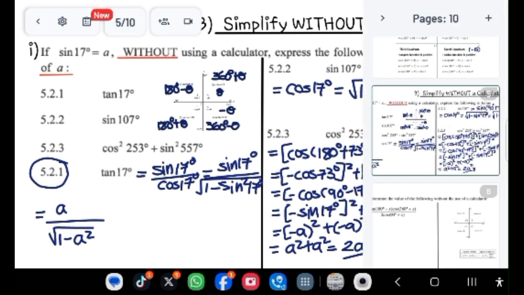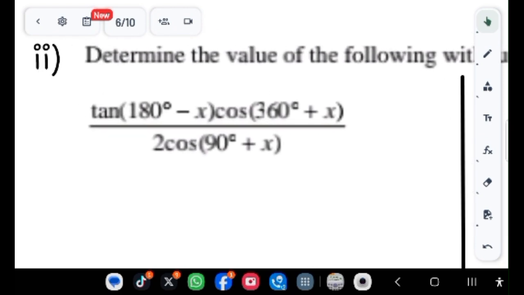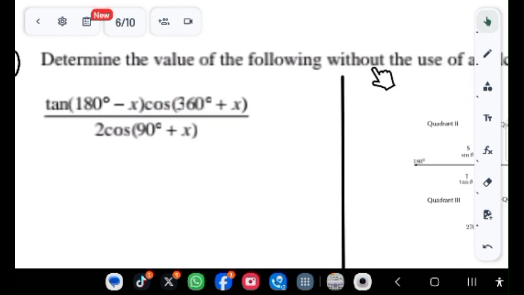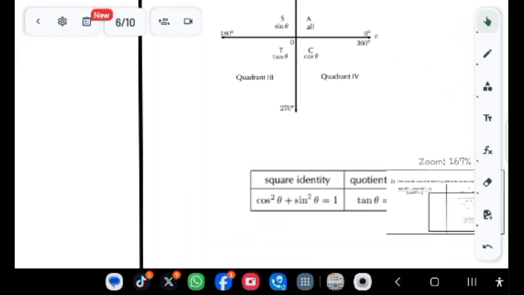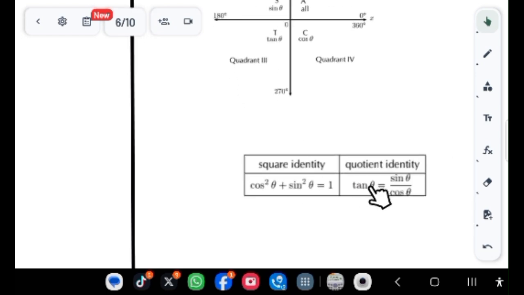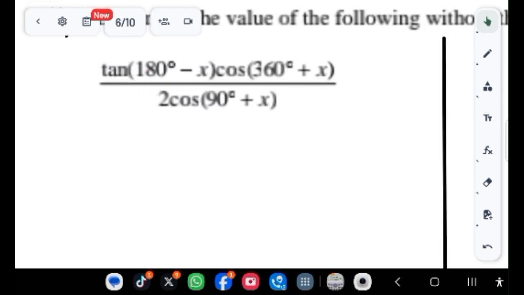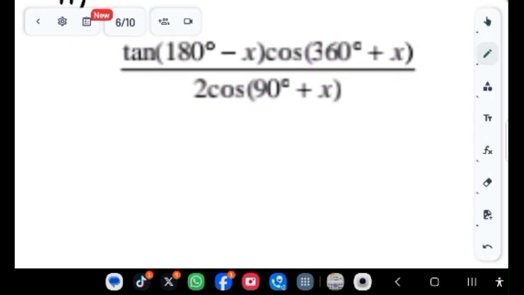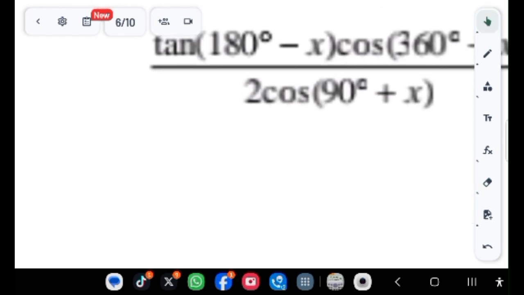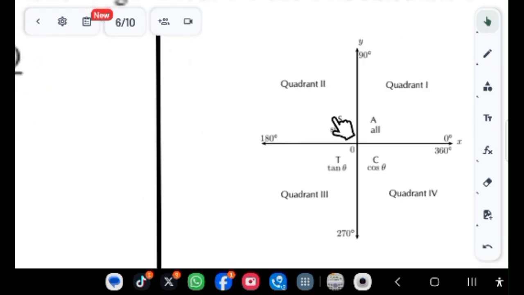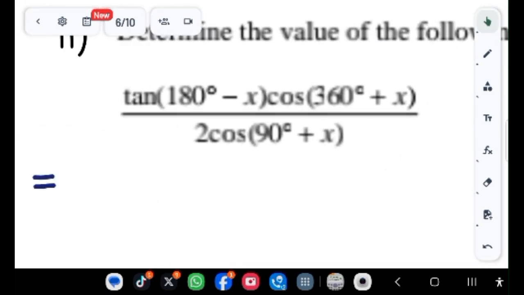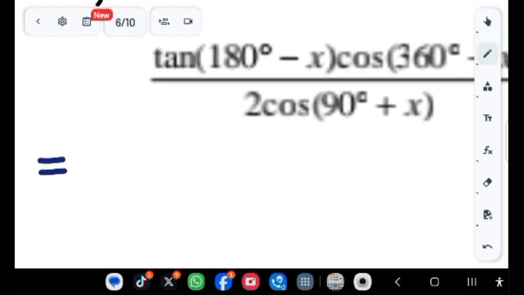Next question. Question number 2 of this type is determine the value of the following without the use of a calculator. Whenever they say without the use of a calculator, you know you're going to need the CAST diagram and the square and quotient identities just to help you navigate that. So let's start. Tan of 180 degrees minus x, let's simplify that. 180 minus x lands us in the second quadrant where tan is negative, so that will be negative tan of x. That's how we reduce that.